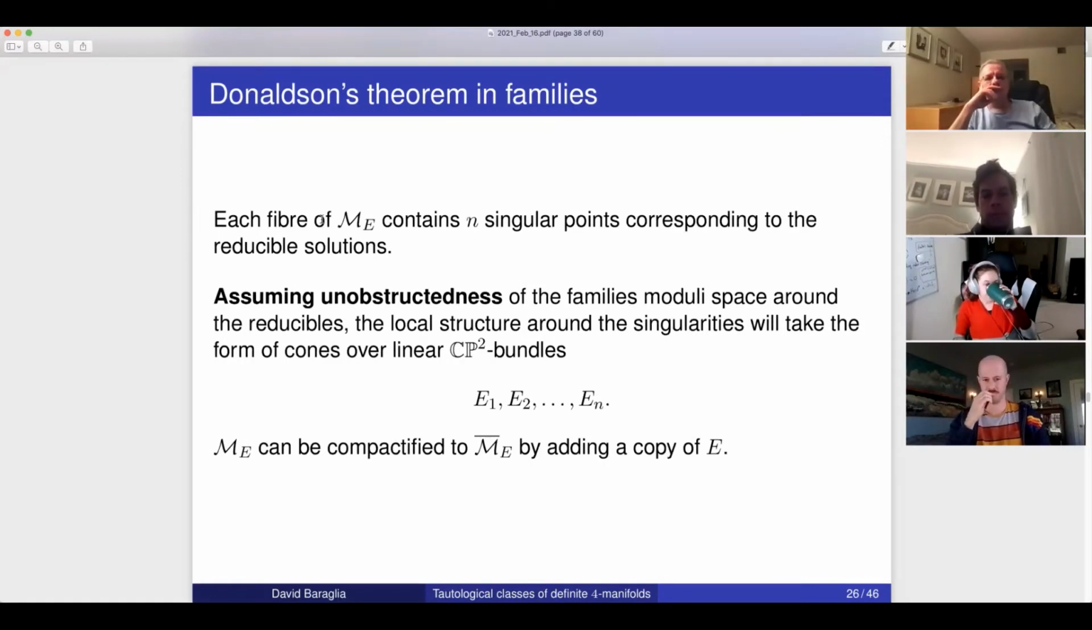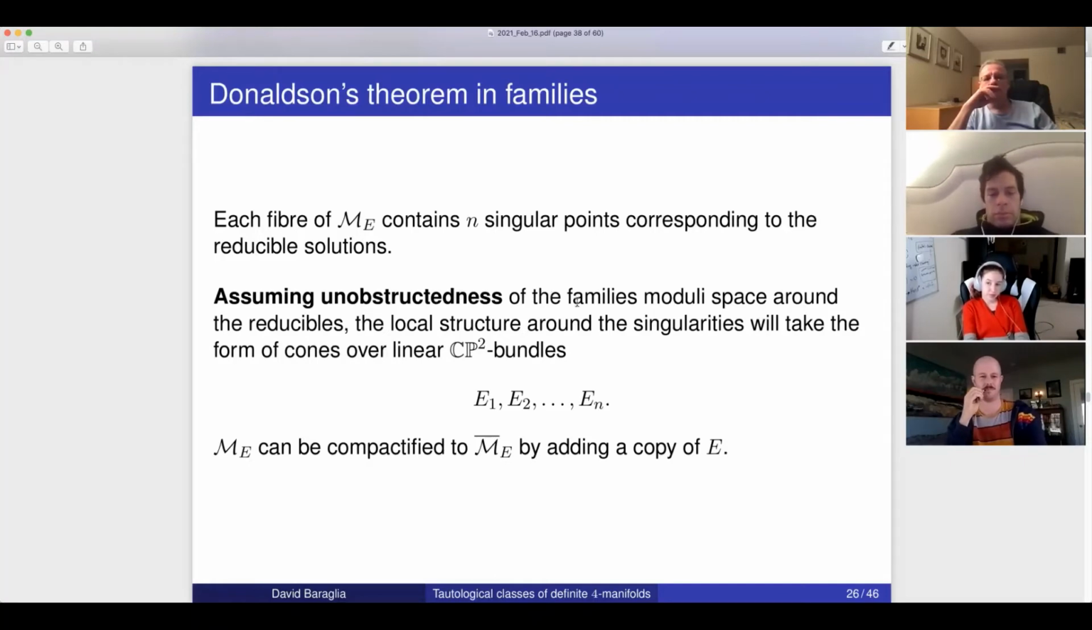And each fiber, what we can say is that each fiber contains n singular points. Assume a sufficiently generic family of metrics, then each fiber is going to contain n singular points corresponding to the reducible instantons. And assuming some unobstructedness of the family's moduli space around the reducibles, you will again have this cone structure around the singularities.